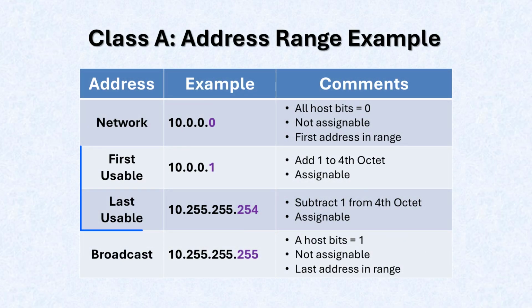We will now determine the first usable and last usable addresses. Let's look at the given Class A network address 10.0.0.0. To obtain the first usable address, add 1 to the fourth octet. This gives 10.0.0.1. To obtain the last usable address, subtract 1 from the fourth octet of the broadcast. This gives 10.255.255.254.